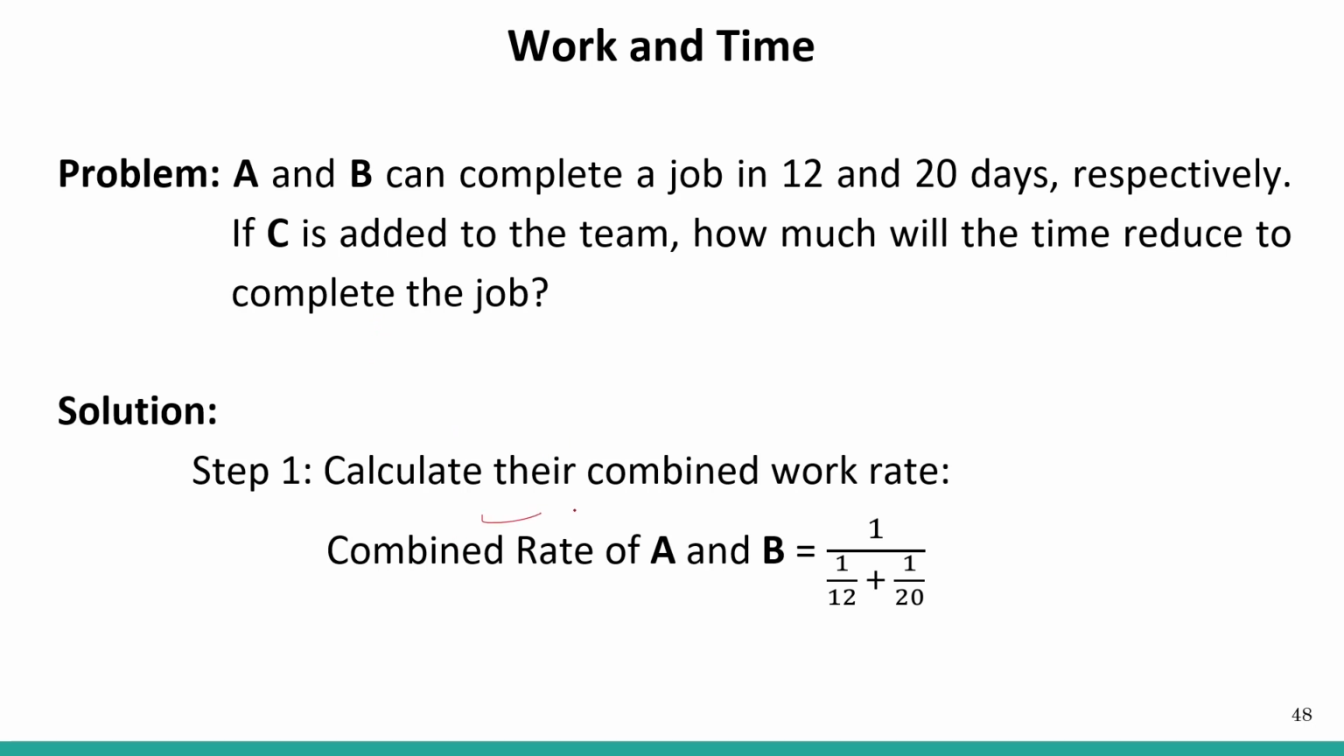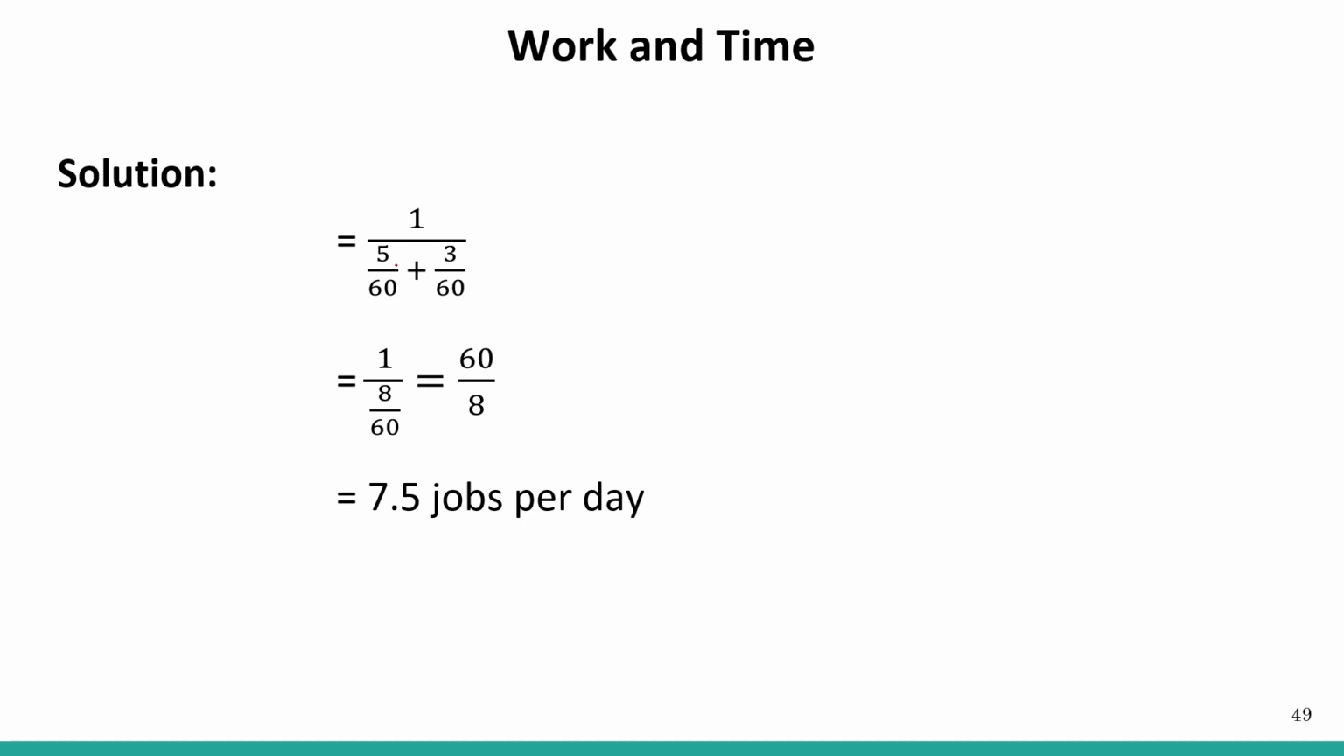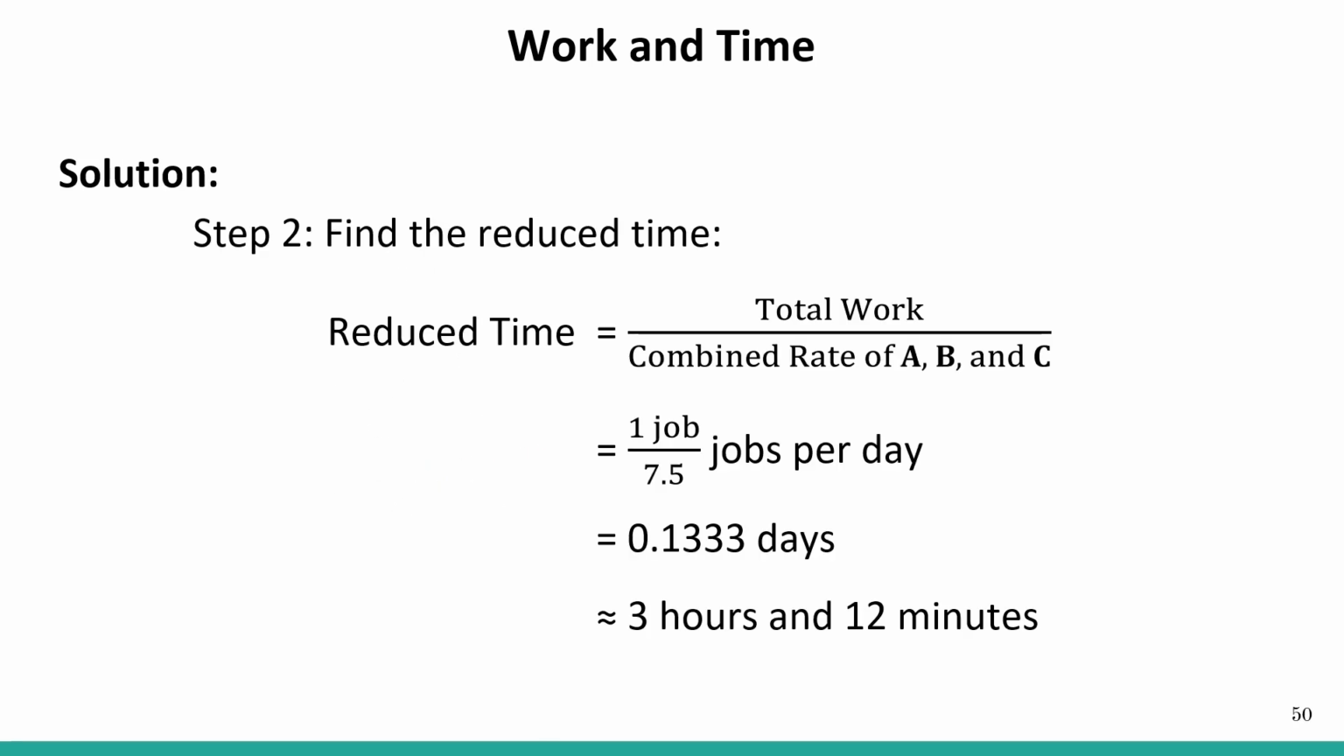So calculating their combined work rate. The combined work rate of A and B is equal to 1 by 12 plus 1 by 20. Okay, so 5 by 60 plus 3 by 60 is equal to 8 by 60, which means 7.5 days per job. So finding the reduced time, that is the total work done by the combined rate of ABC, which is equal to 1 by 7.5, which is 0.1333 days. That is approximately equal to 3 hours and 12 minutes.